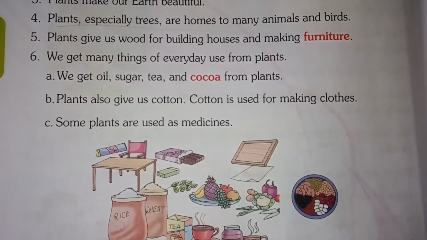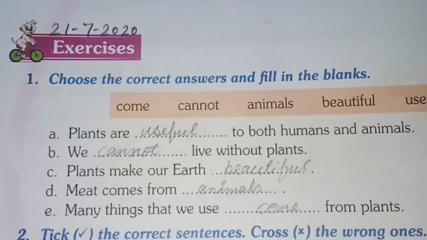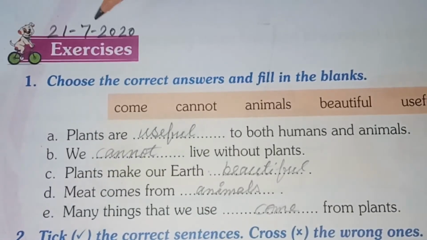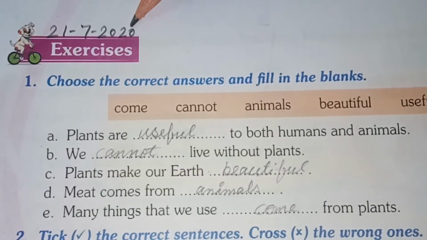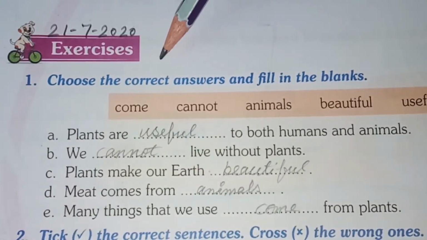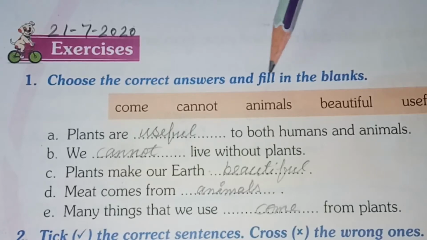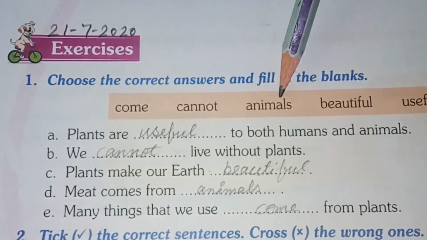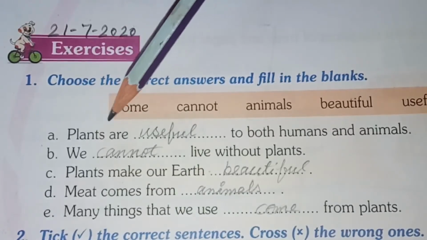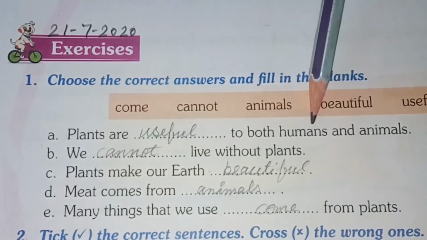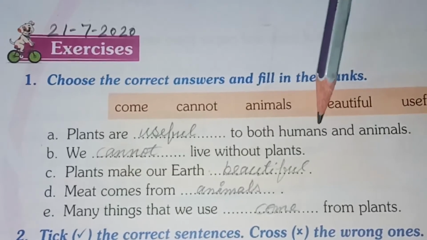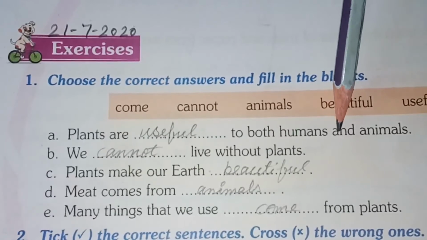Open page number 140 and put today's date, 21/7/2020, near exercise. Question number 1 is choose the correct answer and fill in the blanks. Here is a help box: come, cannot, animals, beautiful and useful. See first point. Plants are useful to both humans and animals. Yes, plants are useful to both animals and humans.